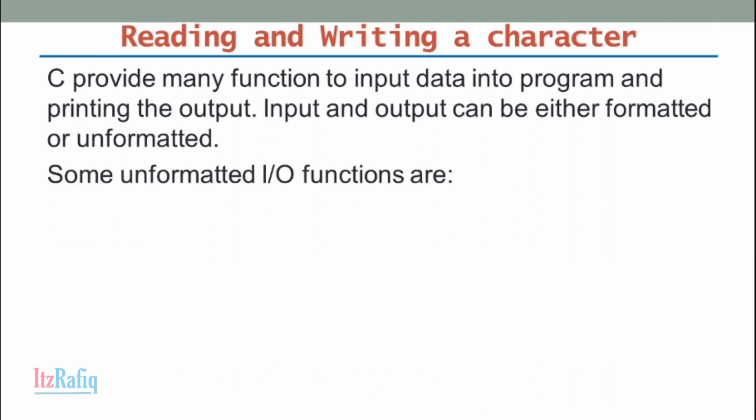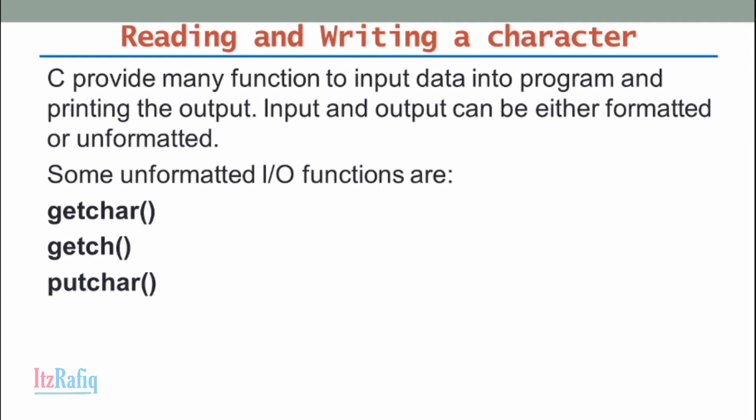Some unformatted input-output functions are getchar. It is used to accept a character from the user. Gets. getch. It is used to accept a character from the user. Here getchar and getch both are different. In getchar we can see the character when the user is typing, but in getch we can't see the character. Normally getch is used to halt the screen.